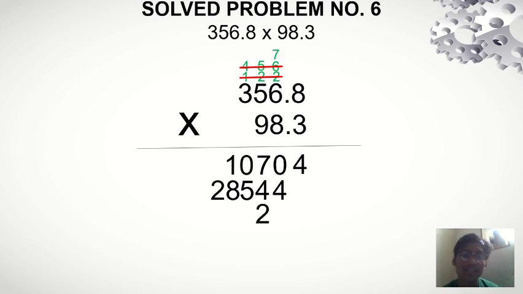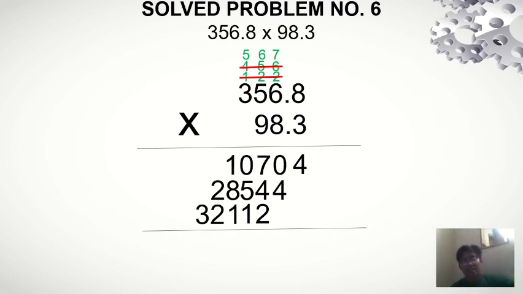So, 9 times 8 is 72, carry 7. 9 times 6 is 54, plus 7, 61, carry 6. 9 times 5 is 45, plus 6 is 51, carry 5. 9 times 3 is 27, plus 5, 32. Now, anong gagawin natin dyan sa ating partial products? We are going to add. So, yung 4, ibaba, bring down.